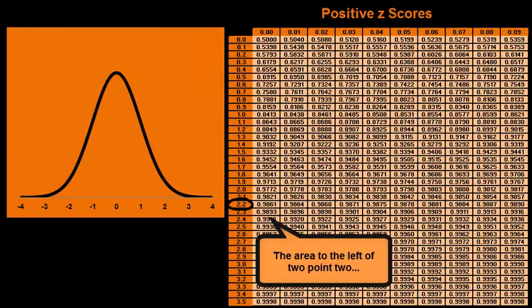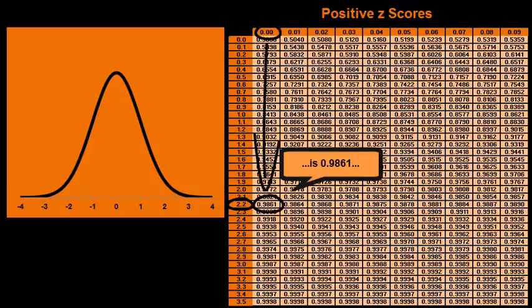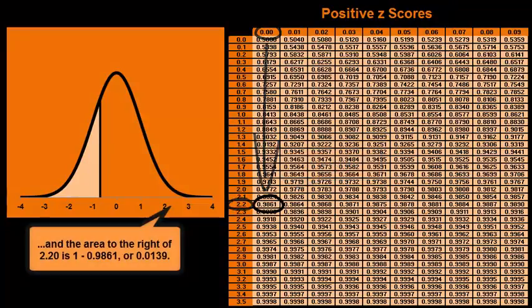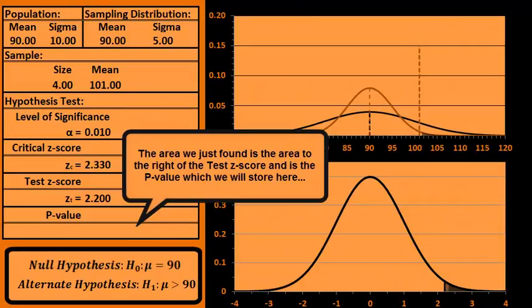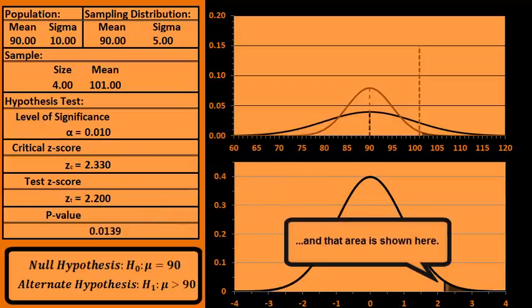The area to the left of 2.20 is 0.9861, and the area to the right of 2.20 is 1 minus 0.9861, or 0.0139. The area we just found is the area to the right of the test z-score and is the p-value, which we will store here, and that area is shown here.